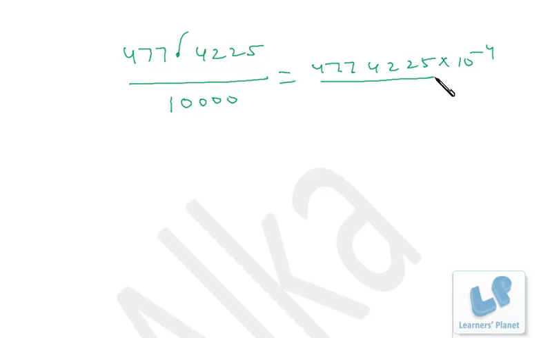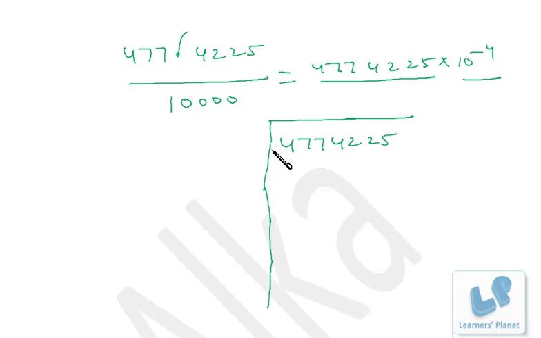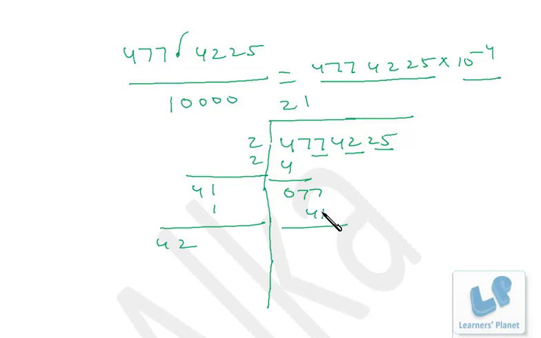So what we'll do, we'll find out the square root of this and square root of this, then we'll multiply them. So first of all, square root of this will be 477.4225. So we start with this 2, 2, 4, 2 and 2. 4, it's 0, then 77, 42 2s are 84, so 41 into 1, it's 41, it's 42 over here, 7 minus 1 6, 7 minus 4 3, right, then 42.